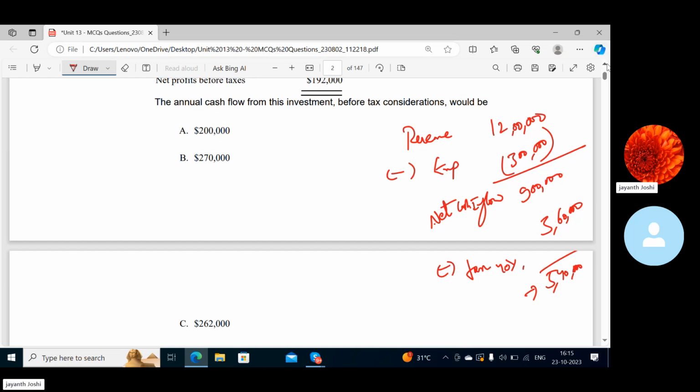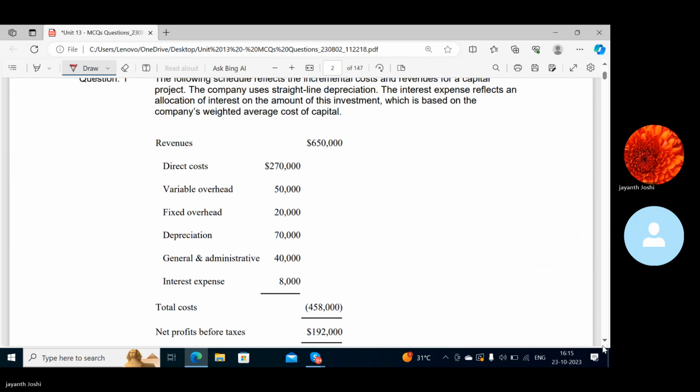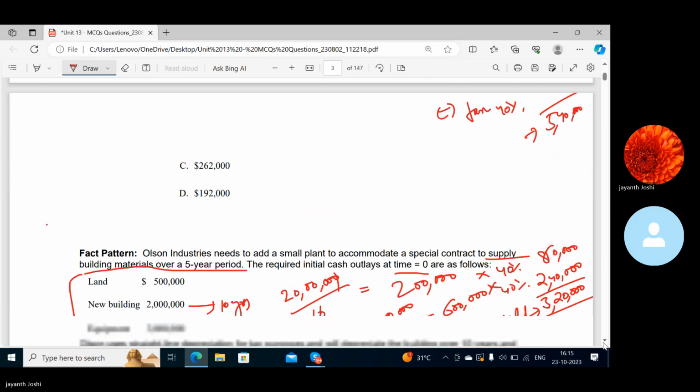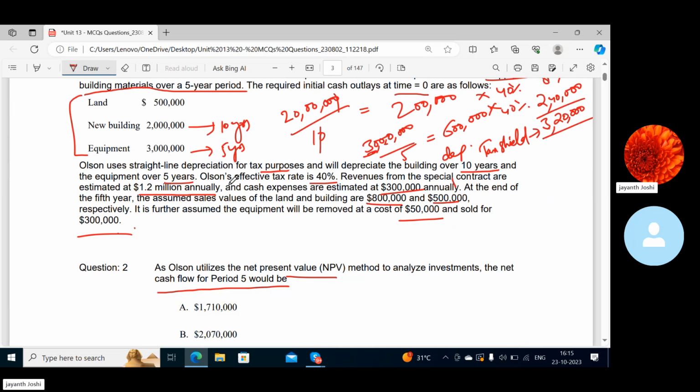Yeah. So what is happening in the final years? See, revenues, this is done. At the end of the 5th year, the assumed sales values of land and building are 8 lakhs and 5 lakhs, right? So this amount we are going to get respectively. Further, the equipment will be removed at a cost of 50 and sold for 3 lakhs. So land and building are 8 lakhs and 5 lakhs and equipment 3 lakhs, right? With a cost of 50.